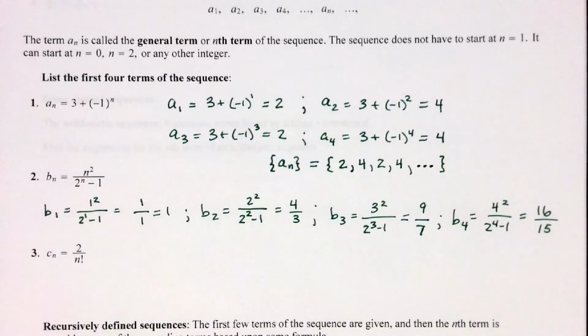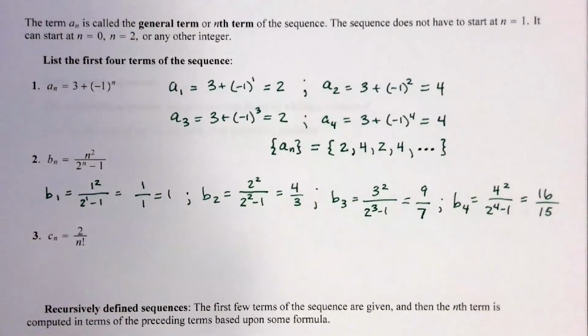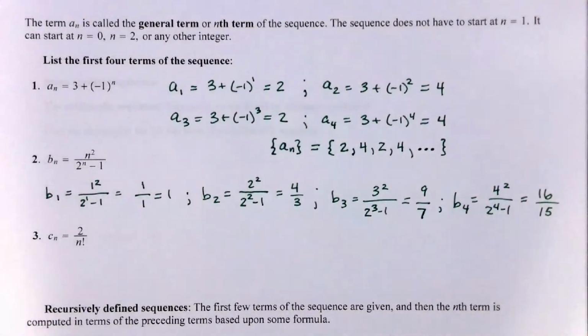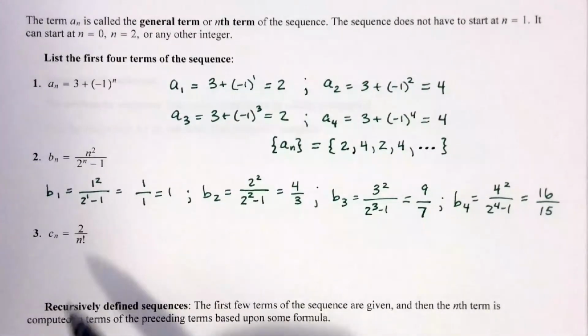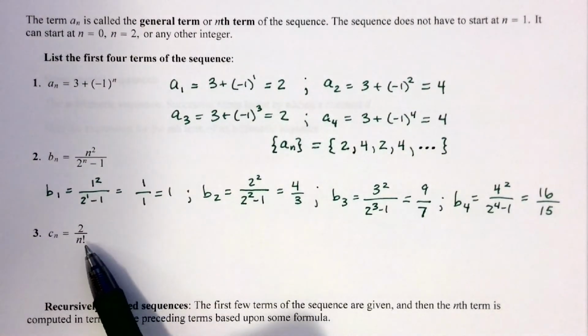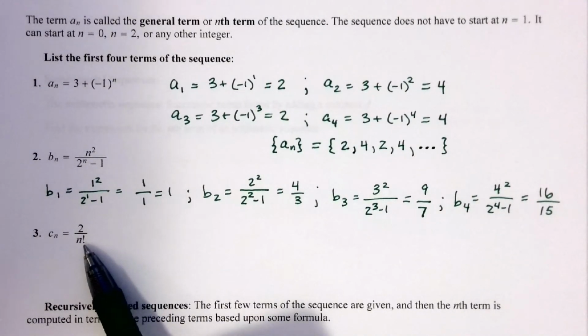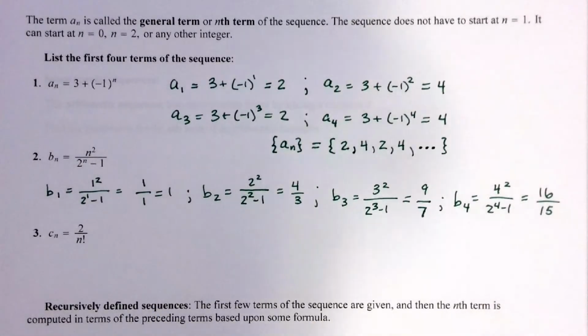Now, in c sub n, you might see something interesting. I don't know how many people have seen this before, but we have a little exclamation point here. So does this mean we evaluate this as 2 divided by n? Say that real loud? No. Emphasize the n? No. That's not an exclamation point like we normally use it. This is something called a factorial.